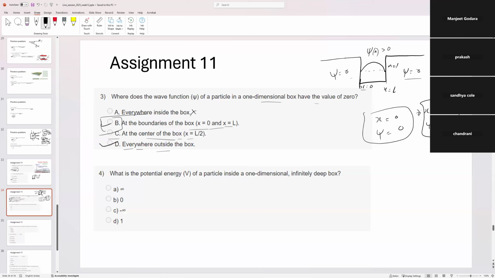What is the potential energy V of a particle inside a one dimensional box? So V we assumed is infinite here, V is equal to infinite here, and in between V is equal to 0. That's how we did the derivation. V is 0.